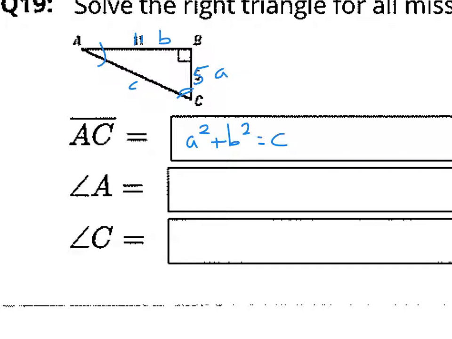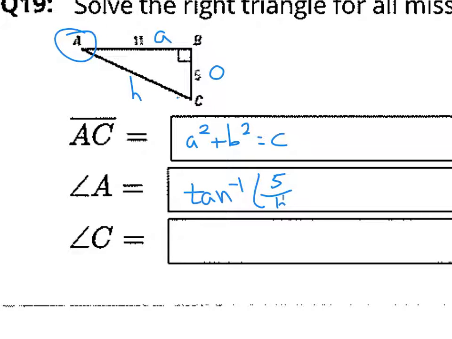So again, let's erase this stuff out of our way. We want to find A. Here's my reference angle, which makes this the opposite. This is the adjacent. This is the hypotenuse. So since we're dealing with opposite and adjacent, we're going to use the inverse of tangent. So you got to hit second on your calculator. Opposite over adjacent there.